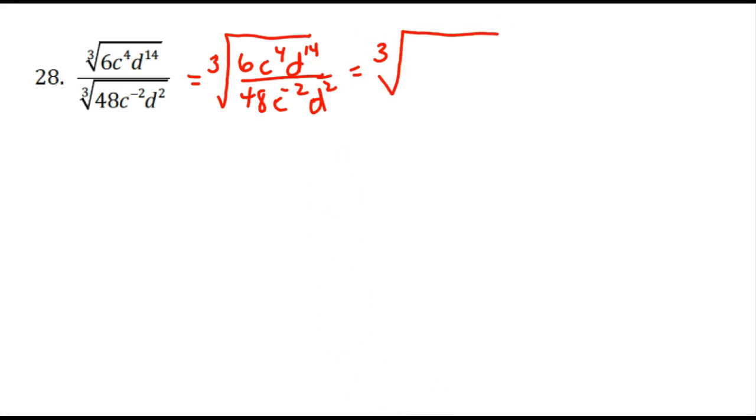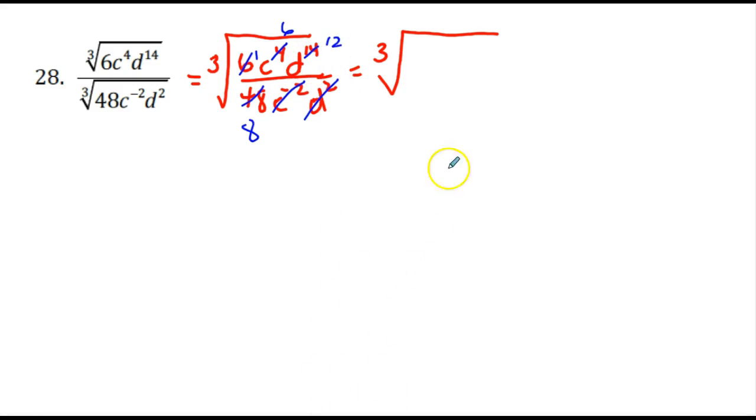So I can see that 6 goes into 48 8 times. And here we have c to the 4th and c to the negative 2nd. To make this exponent positive, I'm going to put the c to the 2nd into the numerator, so we're going to end up having c to the 6th here. And then d to the 14th divided by d to the 2nd means that this becomes d to the 12th, subtracting the exponents, 2 subtracted from 14.